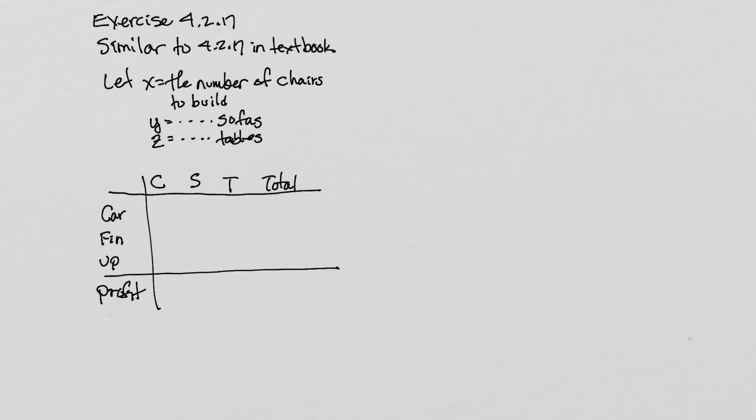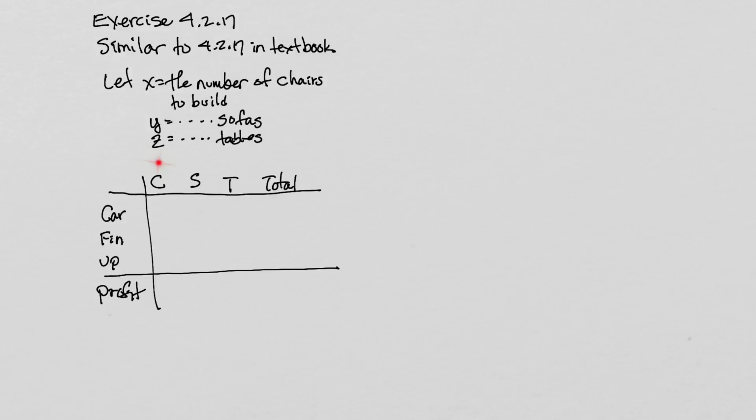This problem is number 17 in the textbook, and it's asking us to find the number of chairs, sofas, and tables to build, to manufacture, in order to maximize our profit. So let's set up our table.